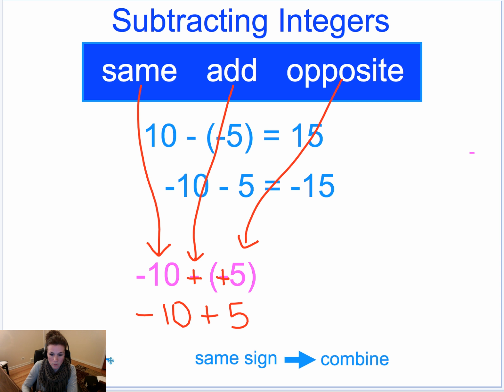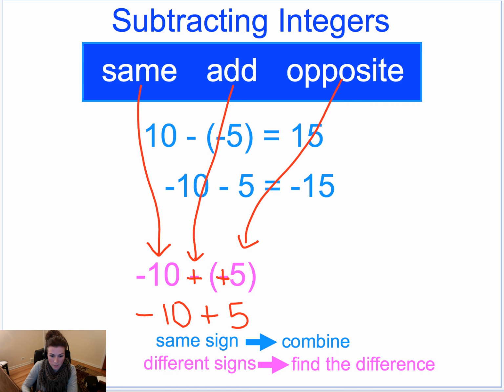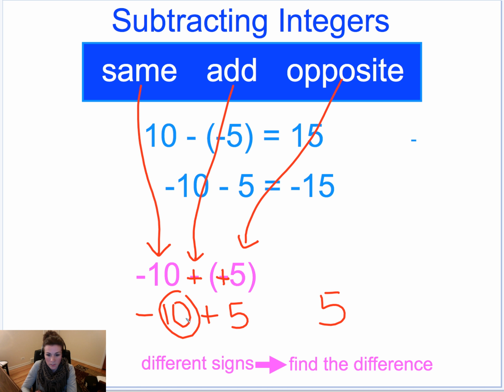Now, do these two numbers have the same sign, or do they have different signs? We have a negative 10 and a positive 5. They have different signs, so we need to find the difference. So I ignore the two signs just like before. I have a 10 and a 5. I'll subtract them. That gives me 5. But since 10 is larger than 5 and 10 has a negative sign with it, that means that my answer is negative 5.